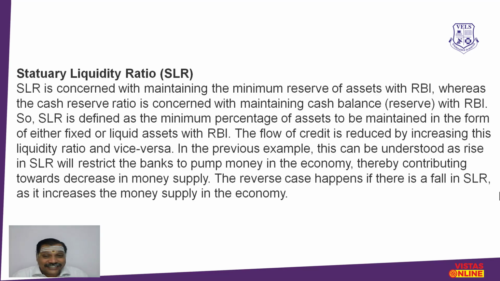The flow of credit is reduced by increasing this particular liquidity ratio. Of course, vice versa, the reverse also we can make it. In the previous example, this can be understood as a rise in SLR will restrict the bank to pump money in the economy, thereby contributing to a decrease in the money supply. It is reverse in this case. Why? When there is a fall in SLR, there is an increase in money supply in the economy, and vice versa.